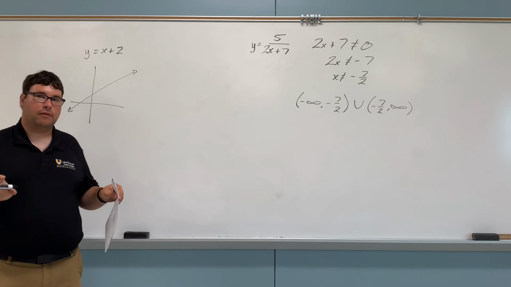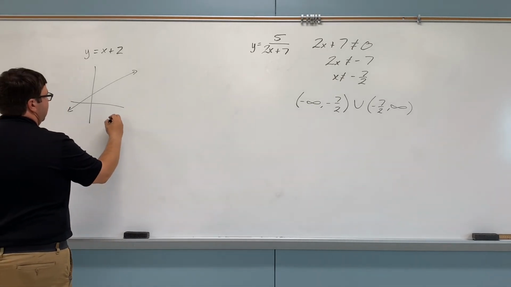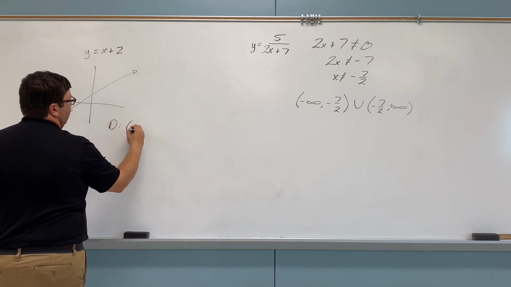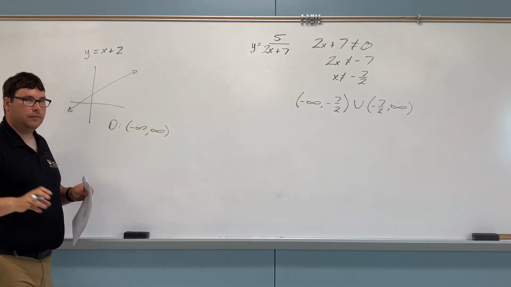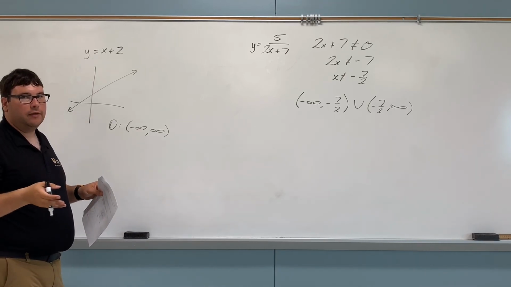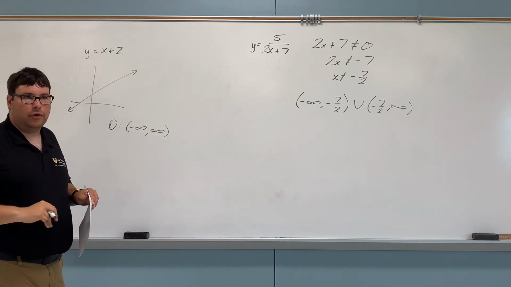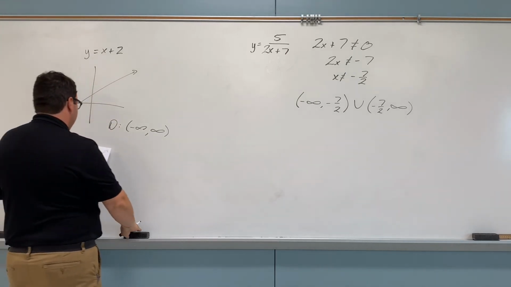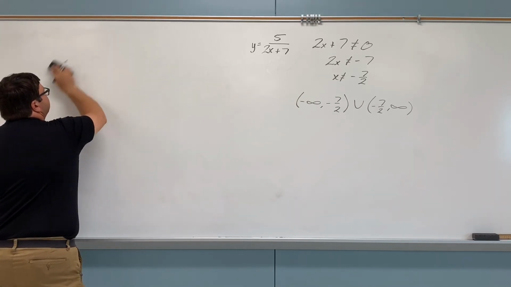There are no gaps. It goes on forever and ever, either direction. And so your domain here would be from negative infinity to infinity. Very easy, very straightforward. There's nothing that can falsify this because the x is not in a denominator and it's not under a radical sign. If you happen to see x in a radical sign, you start to run into an issue there.